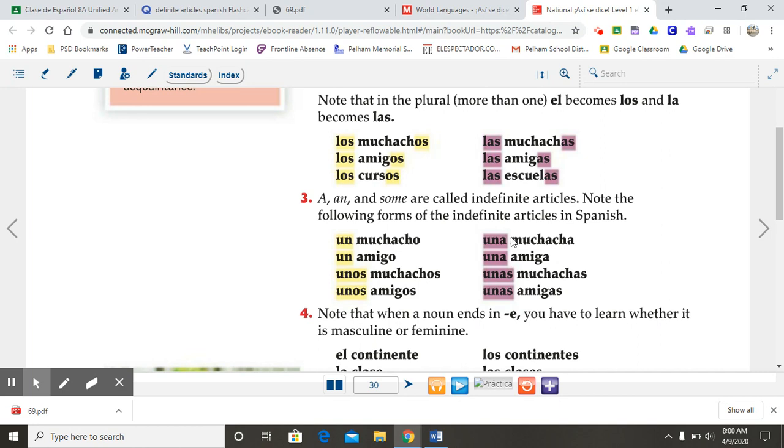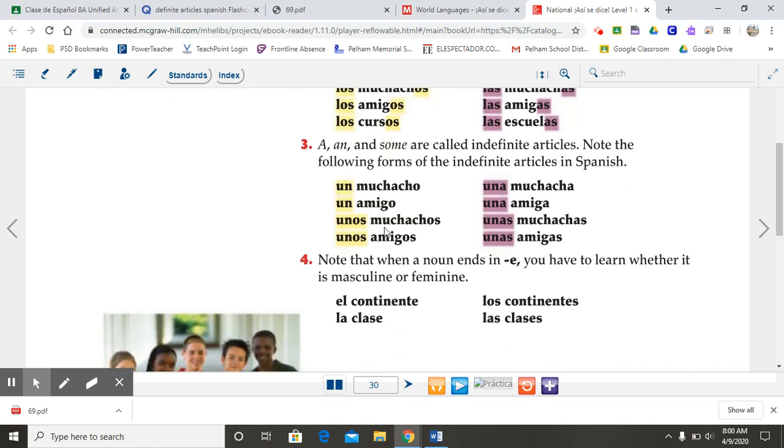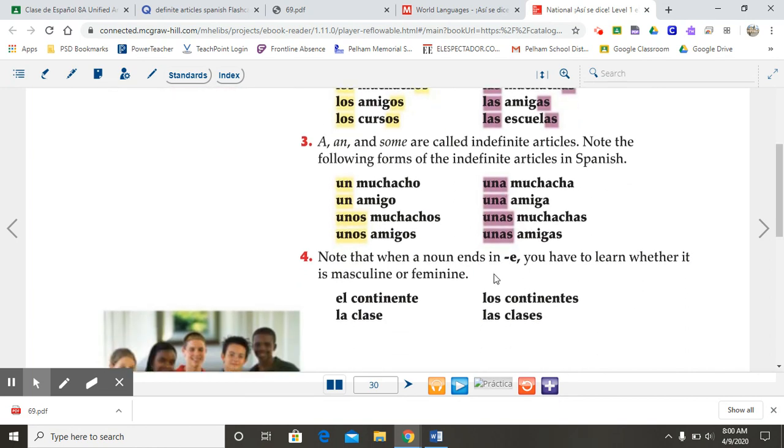Okay? Now let's do the feminine version. You have una, ready? Una muchacha, una amiga, unas muchachas, unas amigas. And again, you can rewind it and practice again. Una, un, unos, unas. Those are four different ways to say a and some.